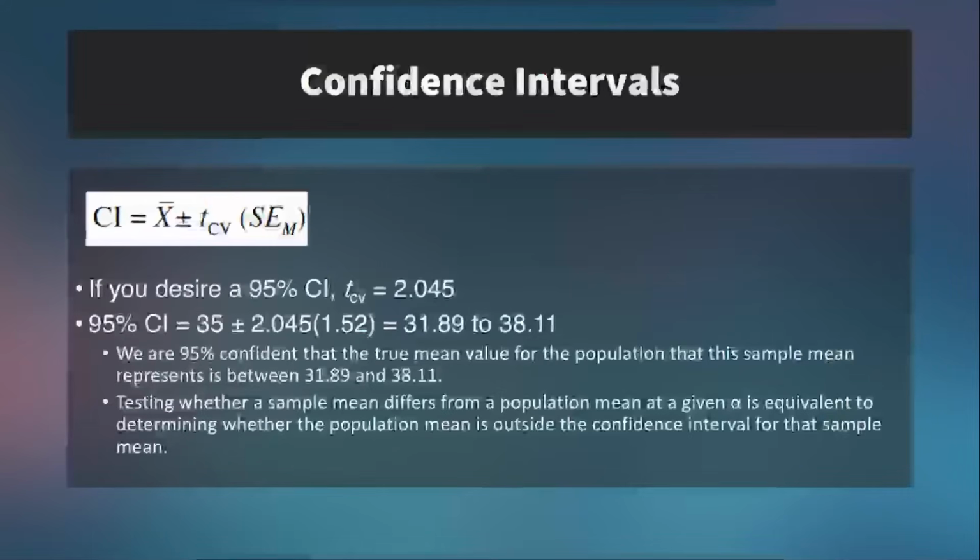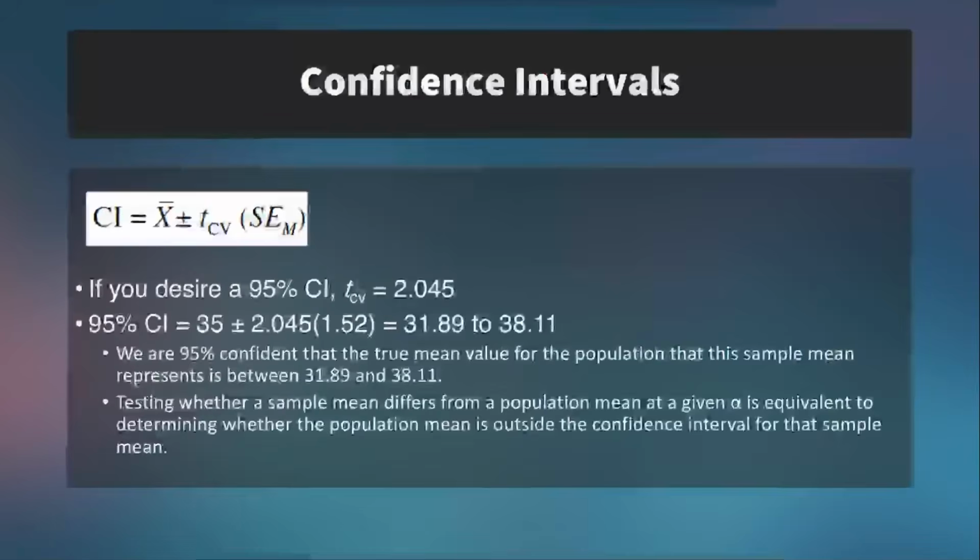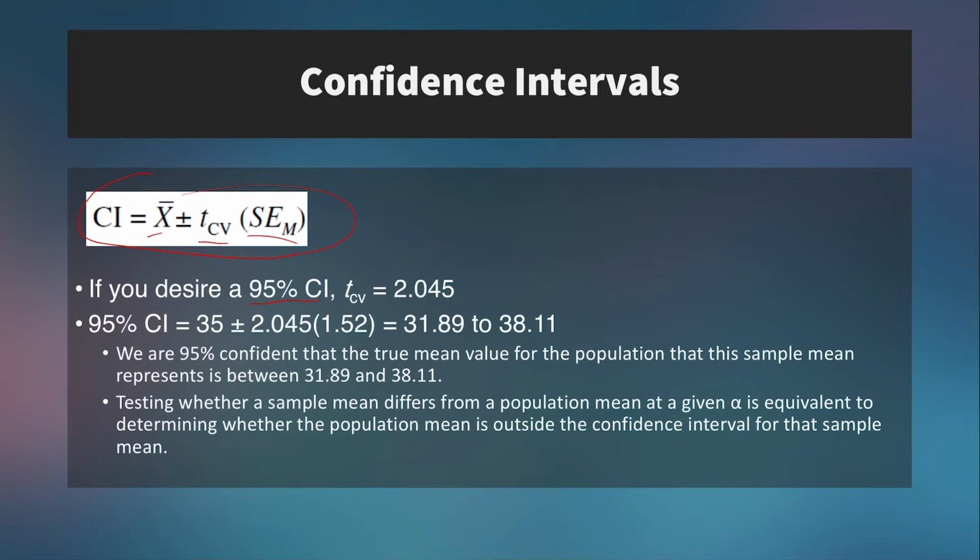Now we can also compute confidence intervals around this mean that we've calculated to see whether or not the population mean falls within our confidence interval. So let's say we desire a 95% confidence interval. What we do is we use this equation right here. Confidence interval equals the mean of x plus or minus the critical t-value times the standard error of the mean. So really the only two things that we need for this are the mean of x and the standard error of the mean, both of which we've already calculated.